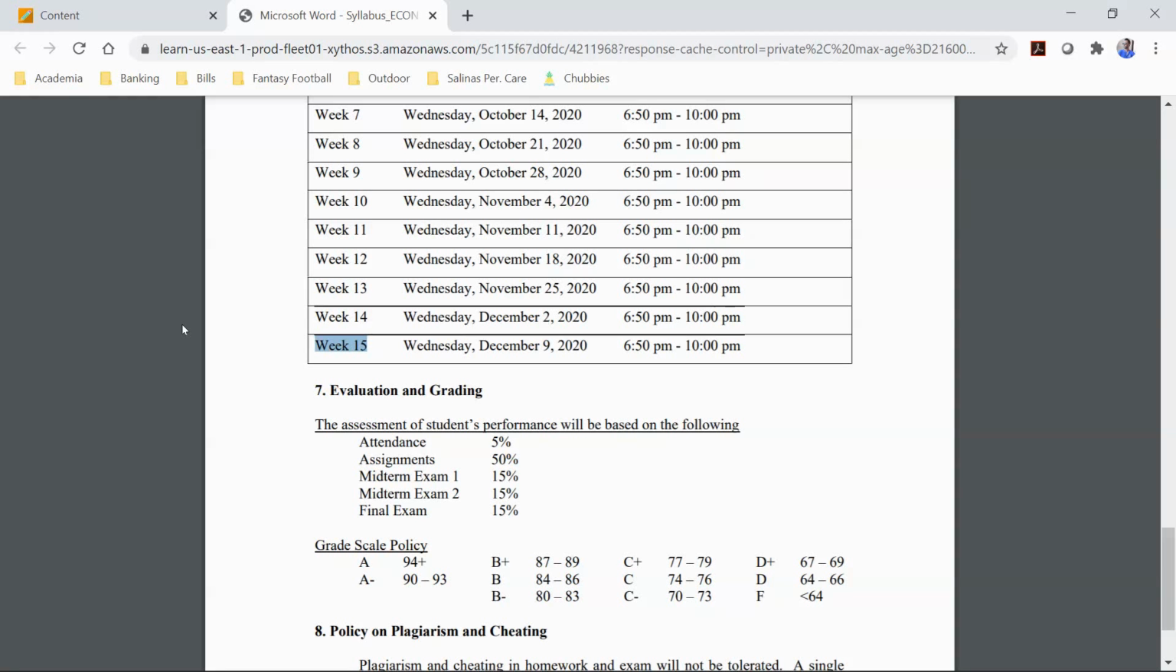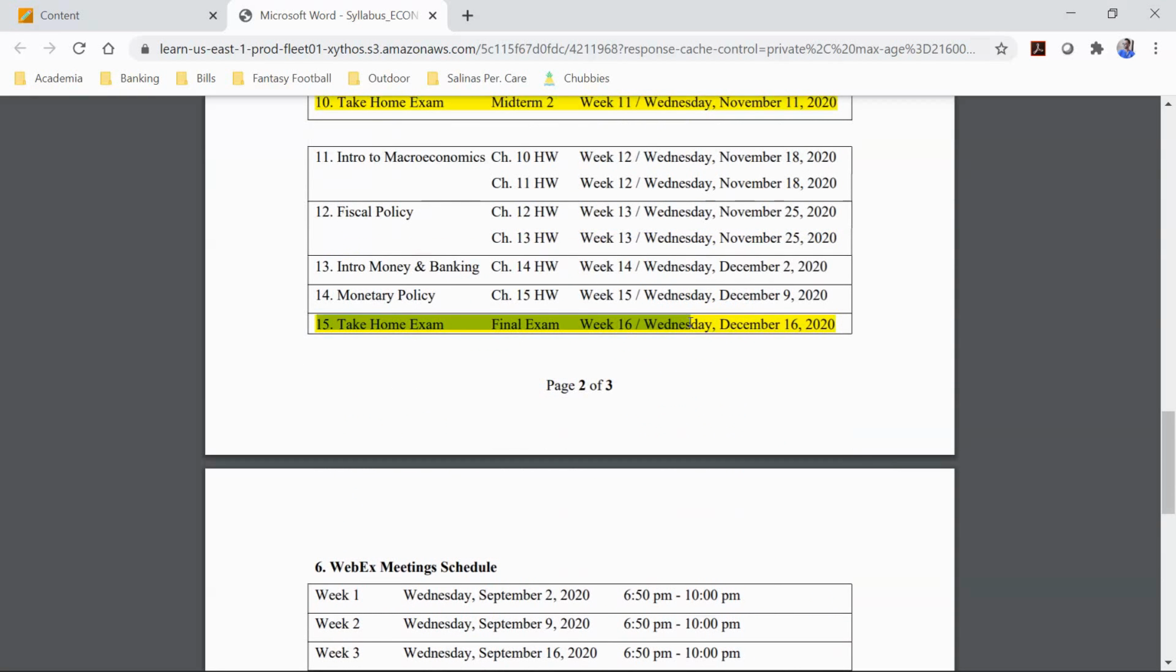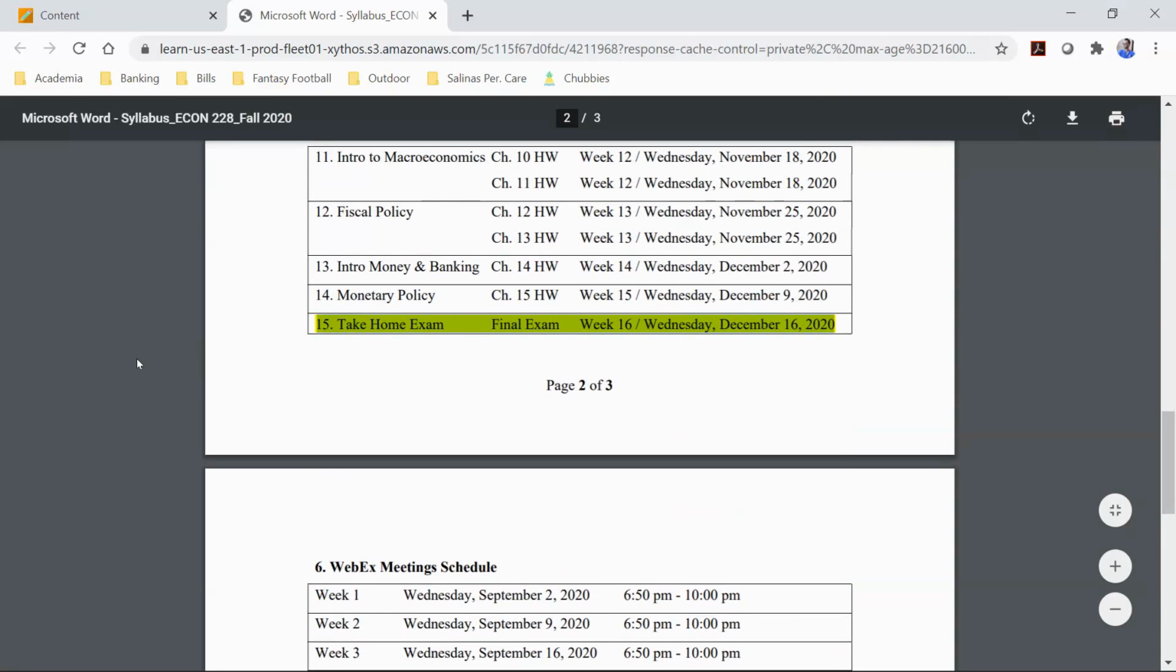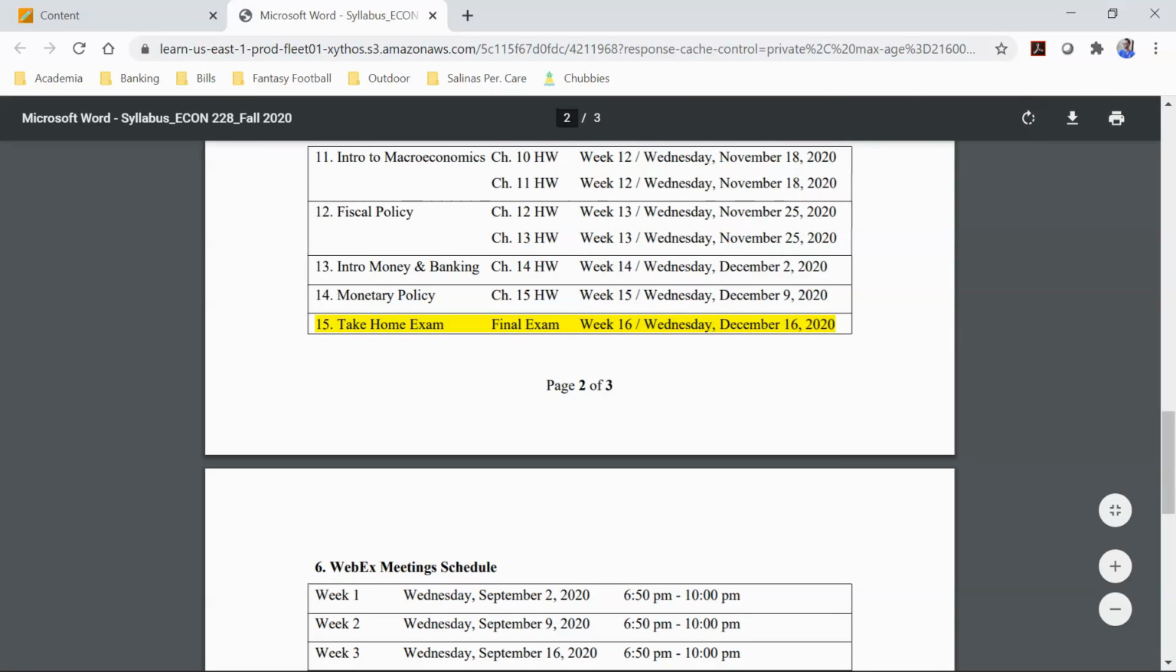So you can see that our last meeting is the 9th. And then the final is due the next Wednesday. So whenever you get that final done, that's the end of the course. You don't have to worry about scheduling a time during finals, but the final will be due that Wednesday of a normal finals week.